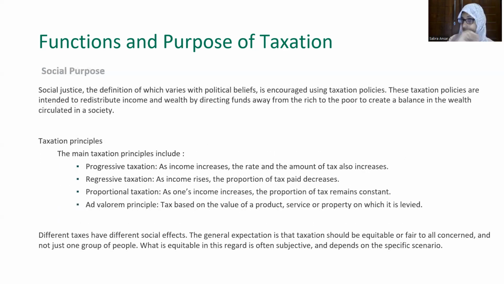Now, the other purpose that we were talking about is social purpose. Now let's see how this social purpose, or social justice, happens. Social justice, the definition of which varies with political belief, is encouraged using taxation policies. These taxation policies are intended to redistribute income and wealth by directing funds away from the rich to the poor, to create a balance in the wealth circulated in a society.